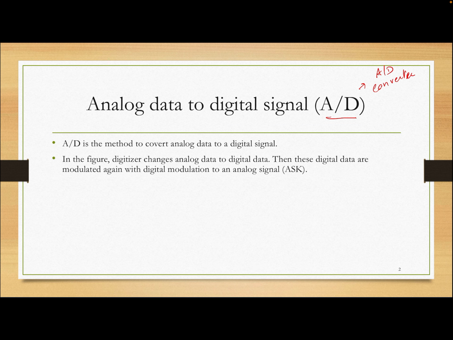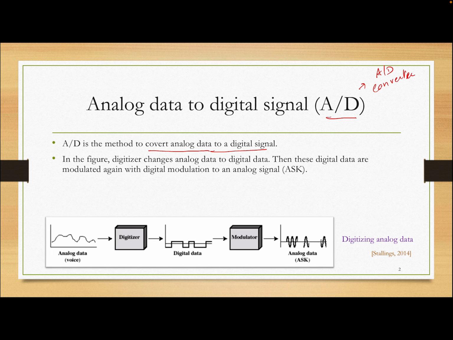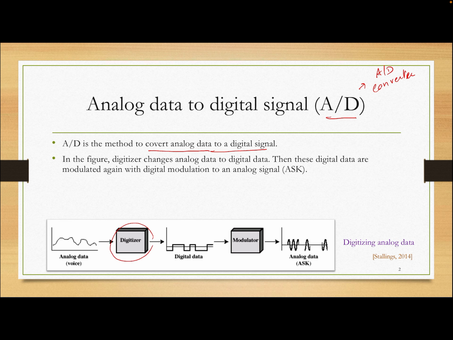AtoD is a method that we convert analog data to digital signal, okay? And in this figure that I show here, you have a digitizer. Digitizer will change the analog data. This is voice, analog data, to digital signal here. So this is basically AtoD.